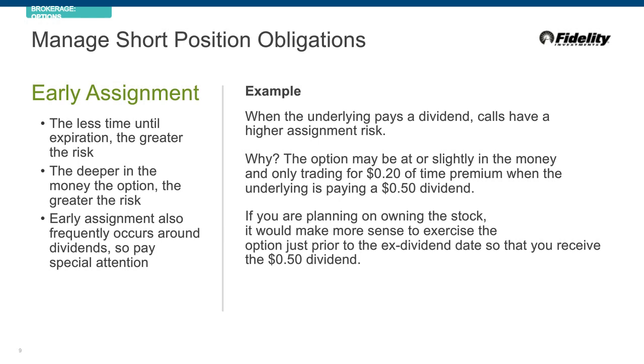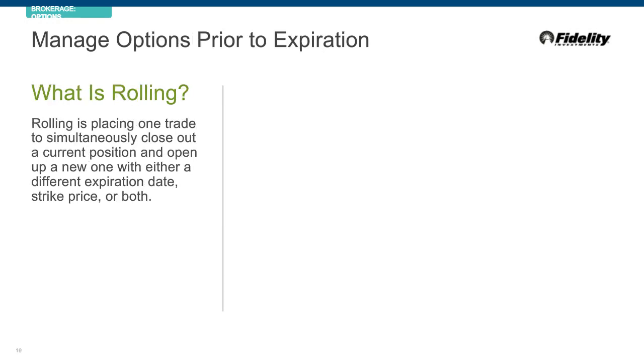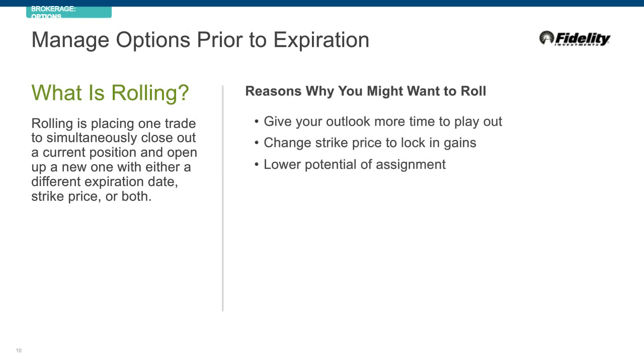Let's walk through the example. Okay? Again, when we pay the dividend, we're looking down here. The option may be at or slightly in the money and only trading for 20 cents, but the stock is paying a 50-cent dividend. It's now 30 cents in favor of the holder to exercise their right and get the dividend, then sell the shares, as opposed to just getting rid of the option in and of itself. Therefore, your early assignment risk goes significantly up. And so keep an eye on that. Keep an eye on those dividend-paying underlyings that you're trading, and just make sure that we keep an eye on our positions and the overall value they're giving us.